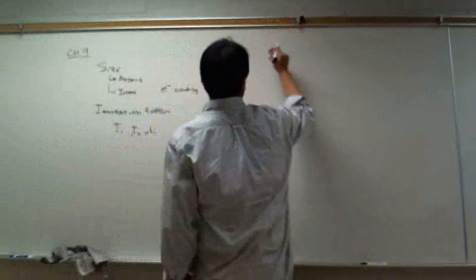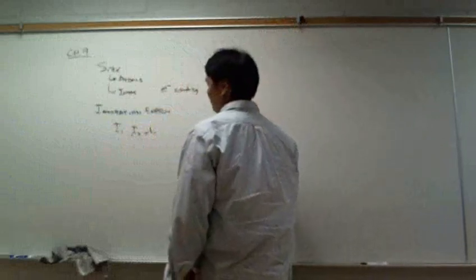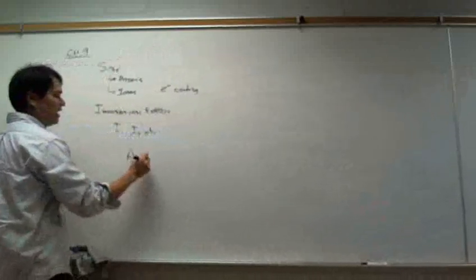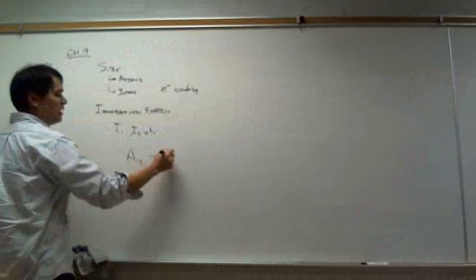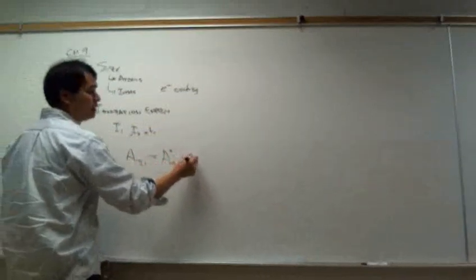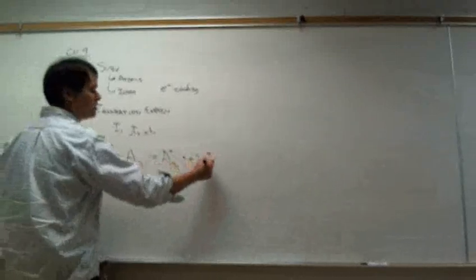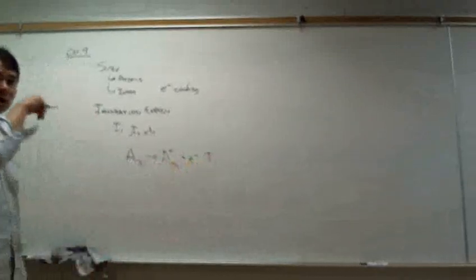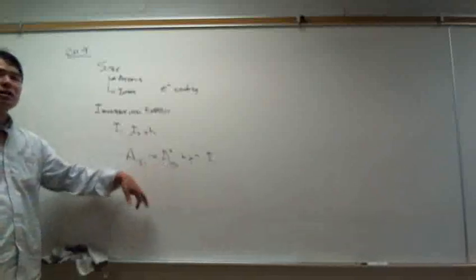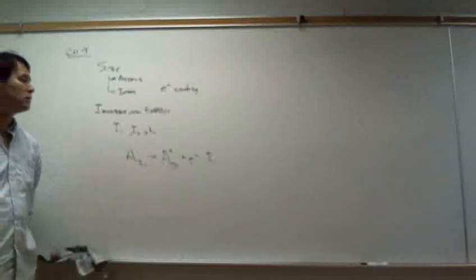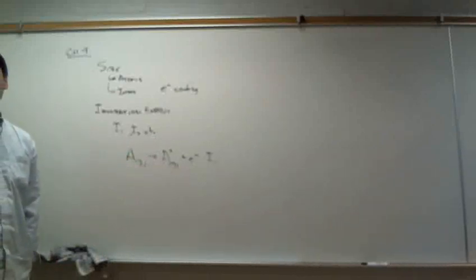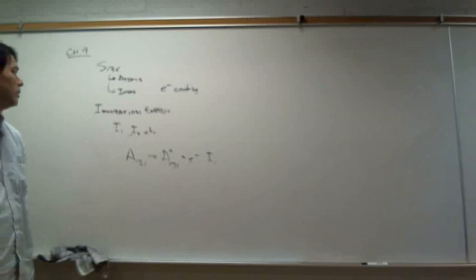Wait, you said ionization energy is for gaseous atoms? Yeah, only gaseous atoms. And so the general equation is A gas goes to A plus gas plus an electron, where A is whatever atom you're trying to ionize. This was ionization 1. What would ionization energy 2 be? It'd be taking A plus gas and knocking another electron off. We'd end up with a 2 plus ion. So that would be ionization energy 2.